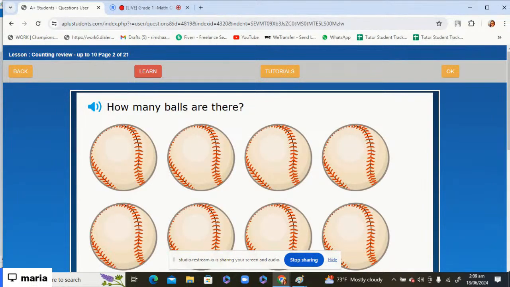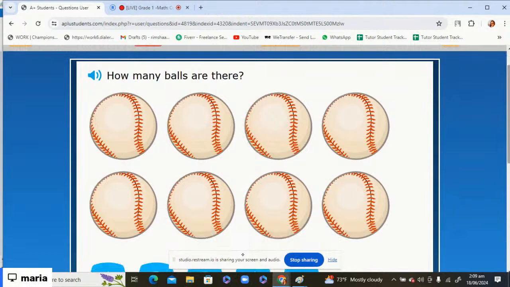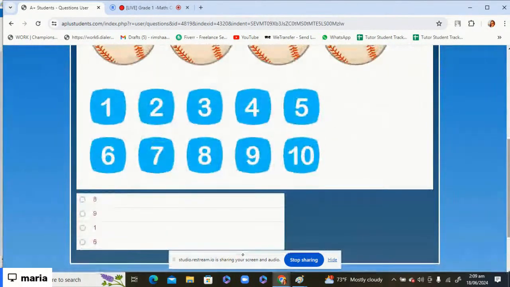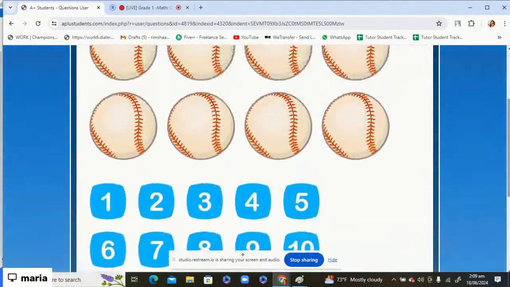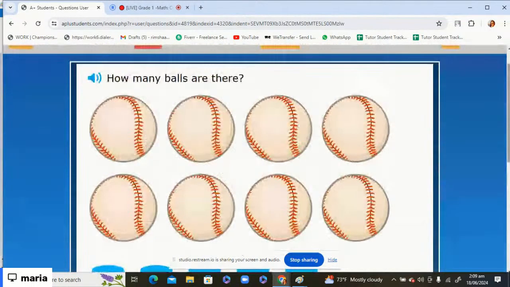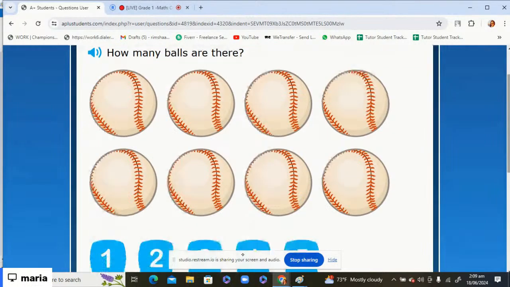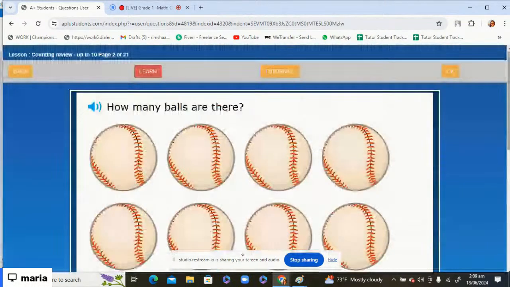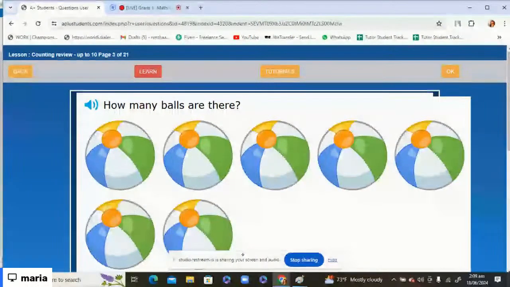All right. So how many balls are there? Count it and then tell me. They are saying that it's eight, nine, one, or six. When we count it all, we get the answer: one, two, three, four, five, six, seven, and eight. The total balls are eight. So we go with the eight option. This is the right thing.